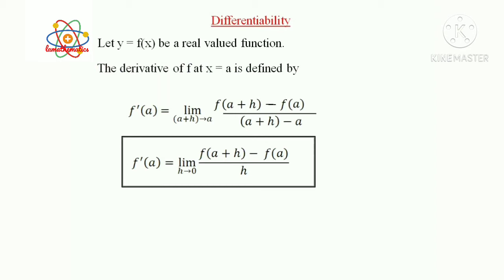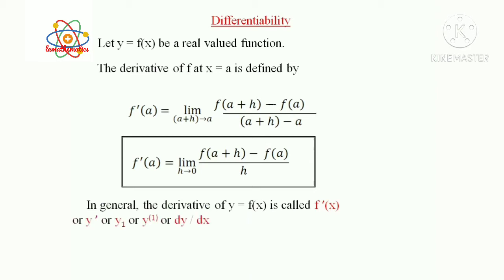That is, the limiting value of the y coordinate to that of x coordinate is called the derivative, or slope at the point x equal to a, called f dash a. In general, the derivative of y equal to f of x is called f dash x, or y dash, y1, y power 1, dy by dx. It is called the derivative of y with respect to x. That is dy by dx means derivative of y with respect to x.